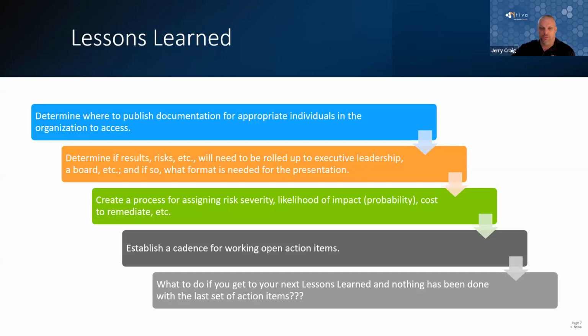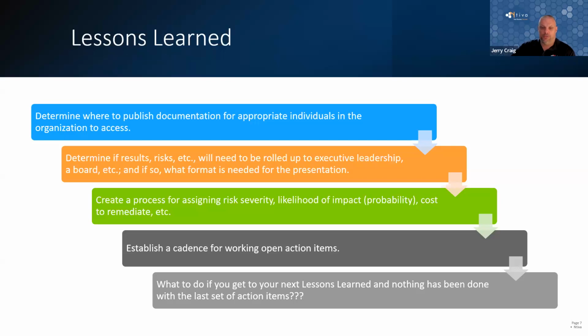So make sure you think through those things, assign the risk severity, the probability, and then the cost. This gives folks, especially on the financial side of the business, a way to prioritize and make decisions. Establish a cadence for working through these open action items. The worst thing that you can do is just write them down once and then forget about them, which is really the fifth bullet here.